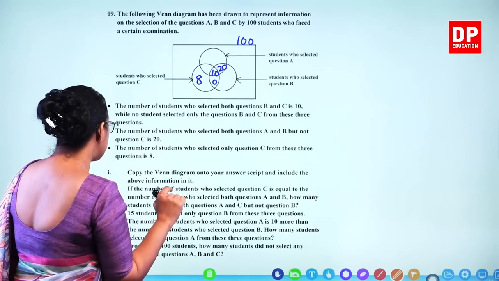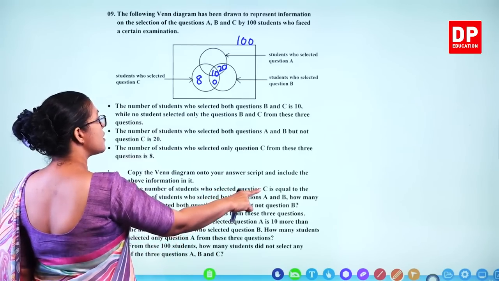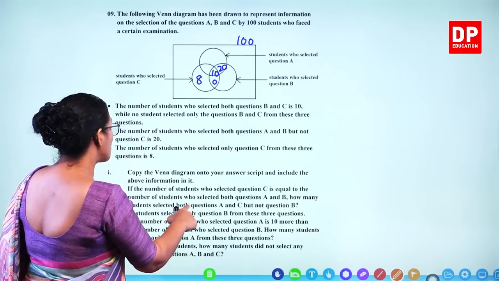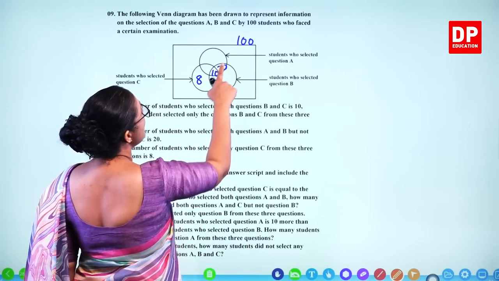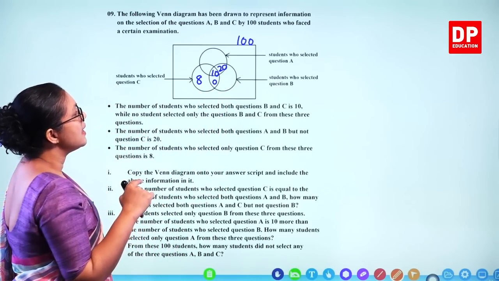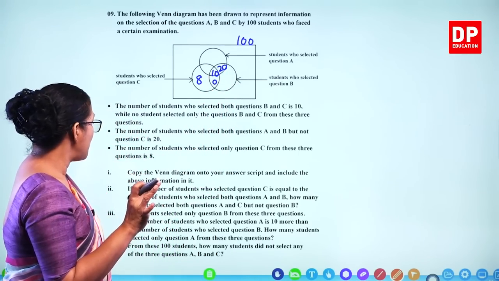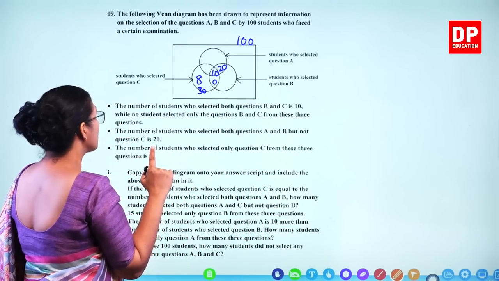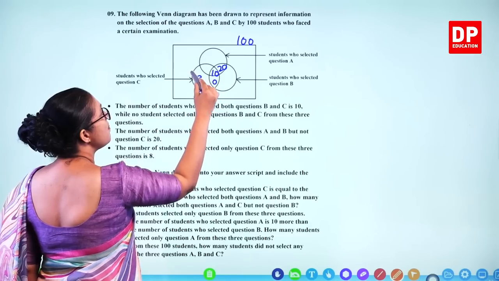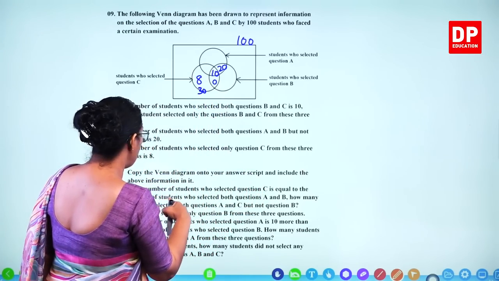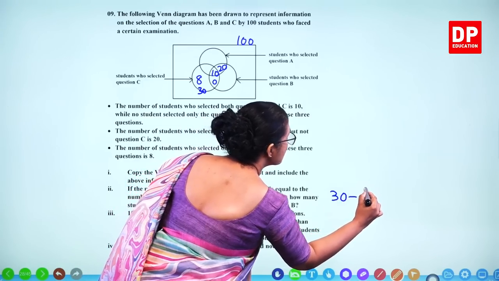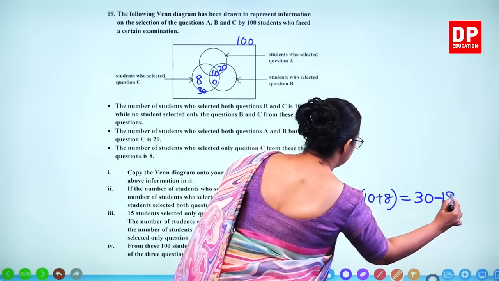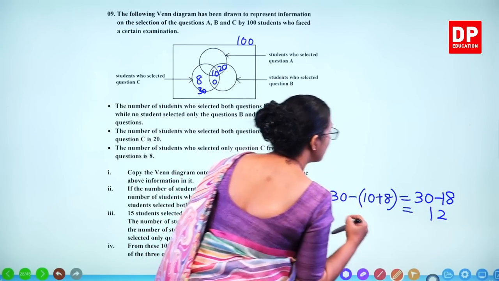So how can we find it? It says the number of students who selected question C, that's this one, is equal to the number of students who selected both questions A and B. A and B, that's 30. A and B means not only A and B, all together. So this becomes 30. Now easily you can find this value: 30 minus 10 plus 8, 18. So we can do this part, 30 minus 10 plus 8, that's 30 minus 18, 12. So this is 12.